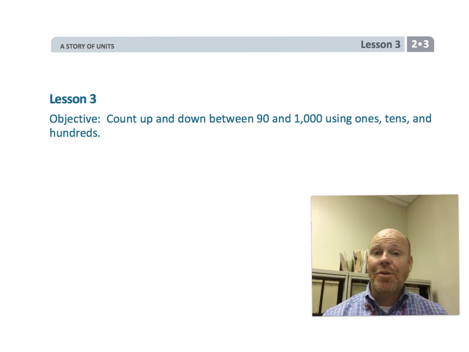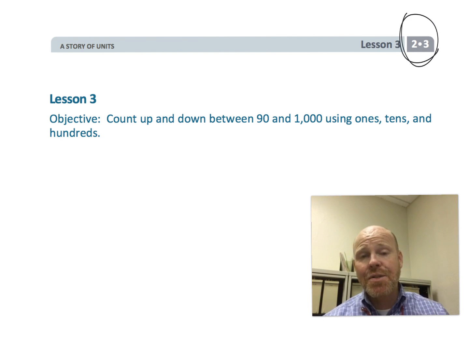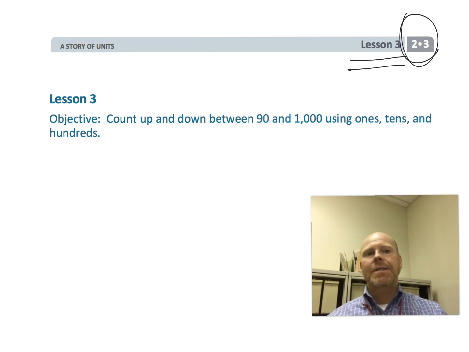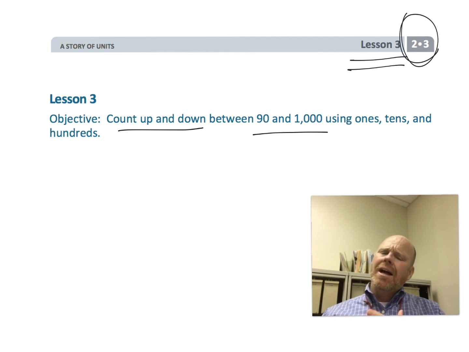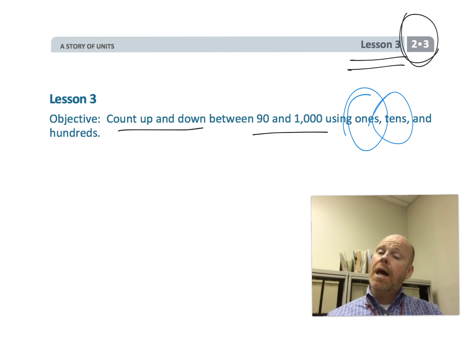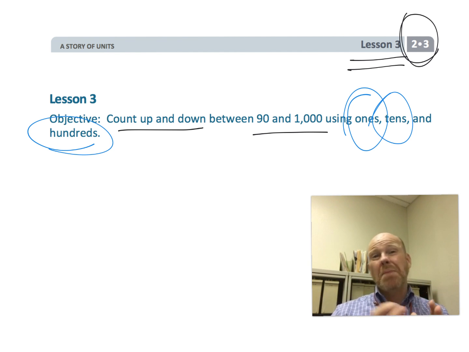All right, this is second grade, module 3, lesson 3. And in this lesson, we're going to be counting up and down between 90 and 1,000. And the idea is counting up and down is going to give us the practice of using ones, tens, and hundreds in a reasonable way. We're going to be talking about landmark numbers or benchmark numbers as part of this process.